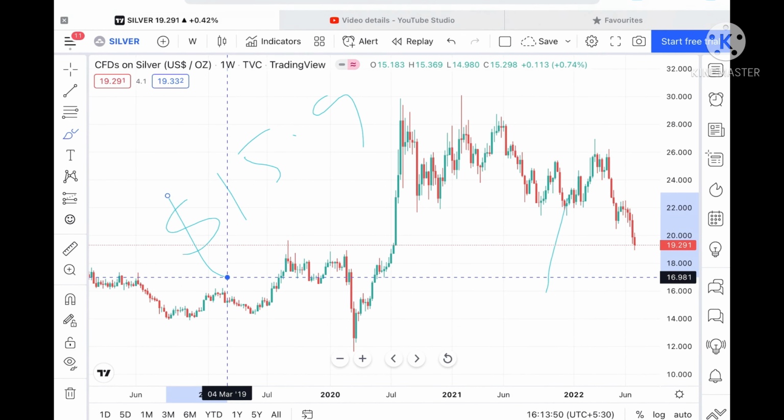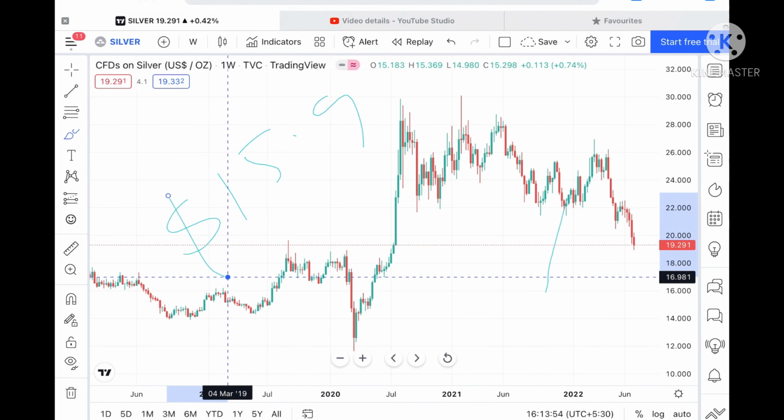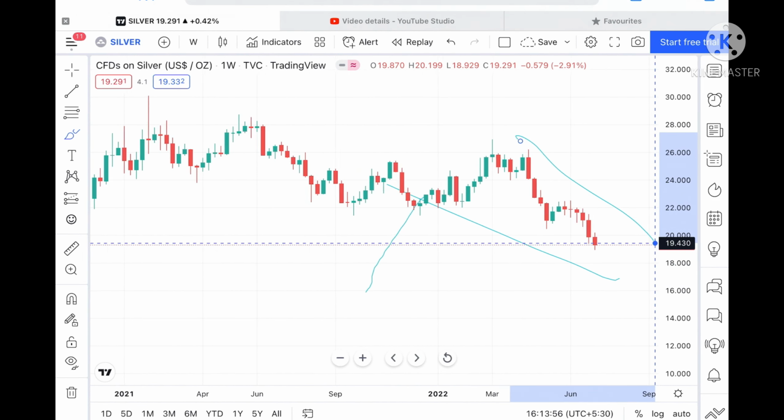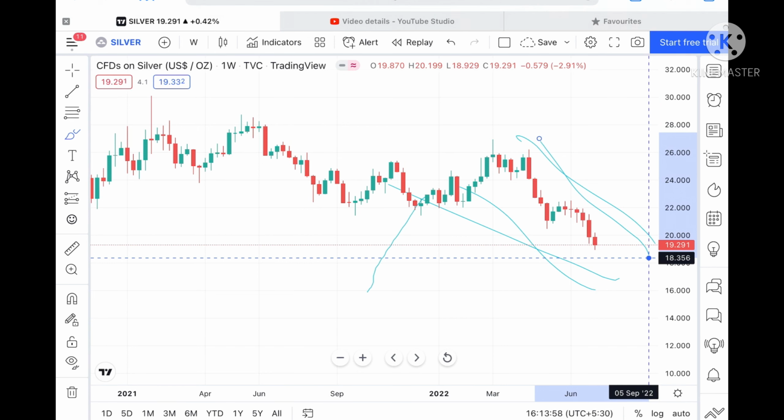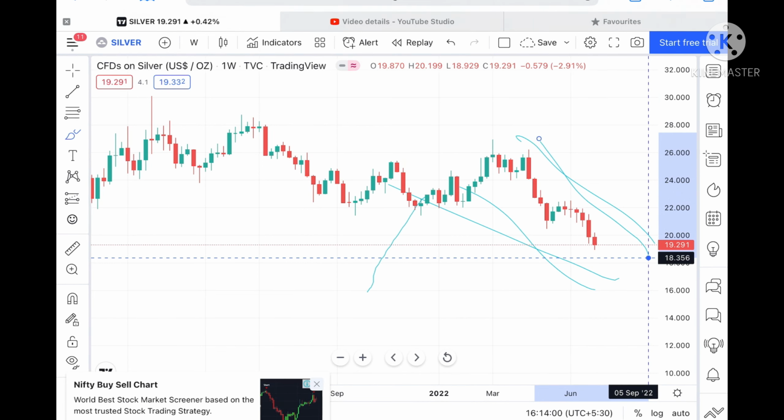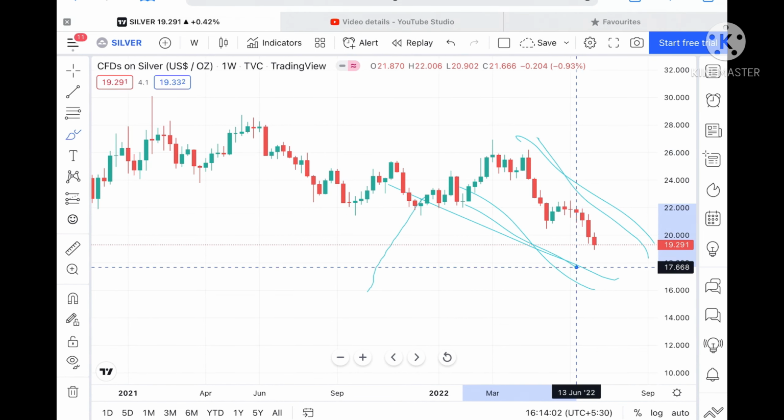And from there we can see a level of $15.9. Now understand something: if the price goes below, that means we have seen a continuous downtrend. So you have to clearly define how long you are holding the position.